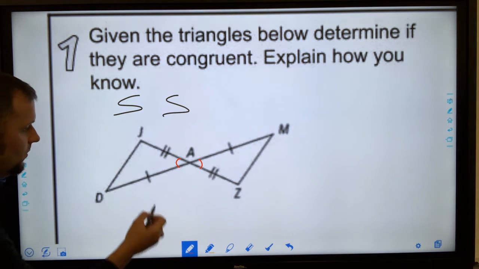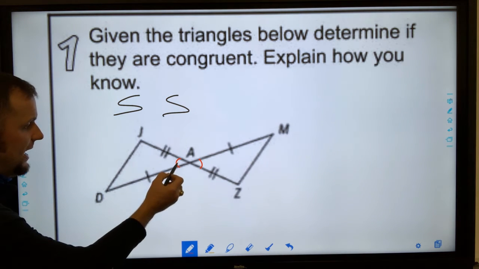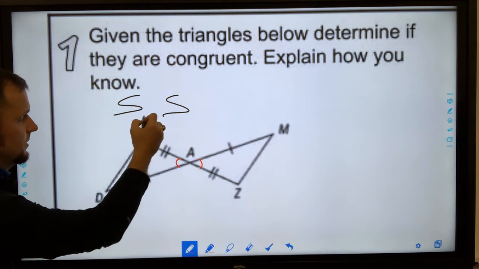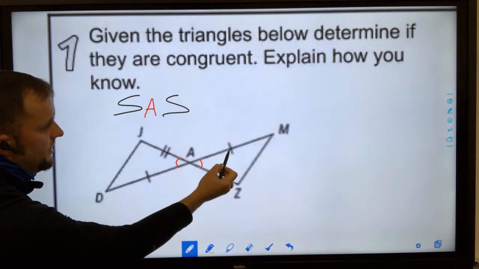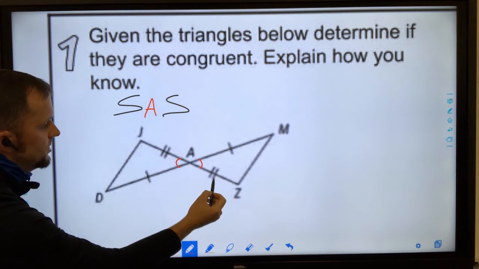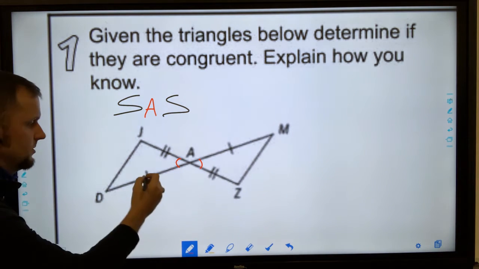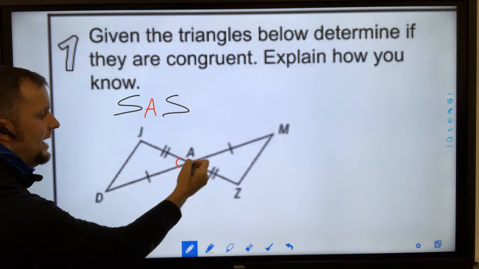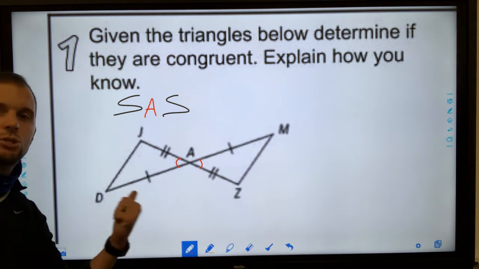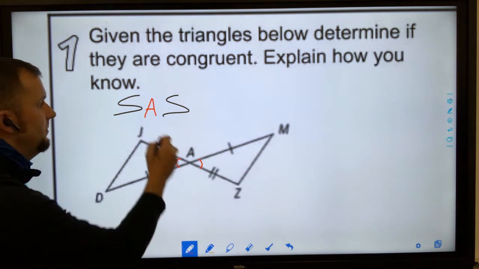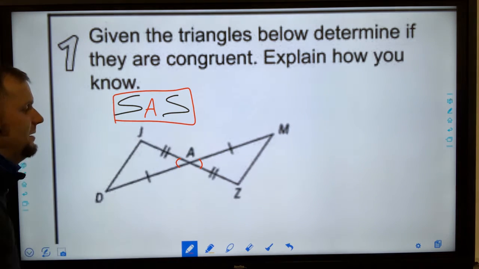Now look, we have one notch, an angle, and two notches. I have one notch, an angle, and two notches. So that means they match up. Side, angle, side, side, angle, side. So these two triangles are congruent because of the side, angle, side postulate.